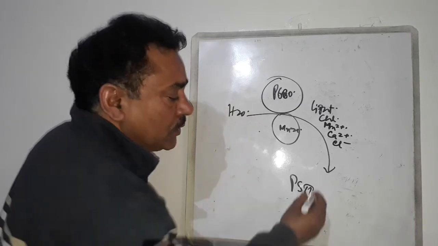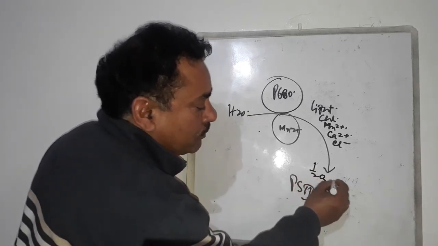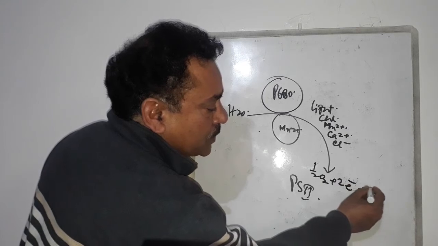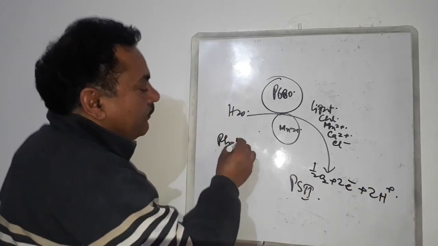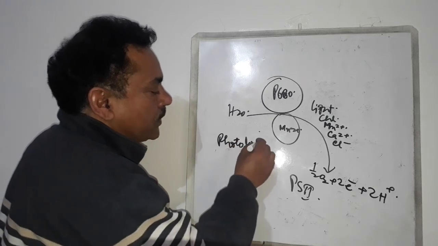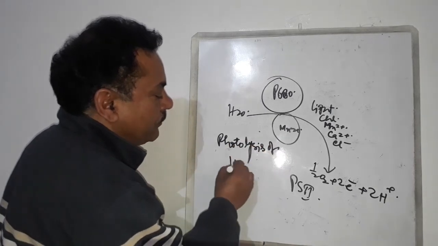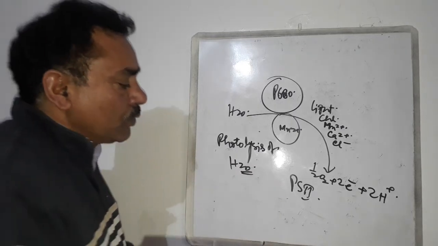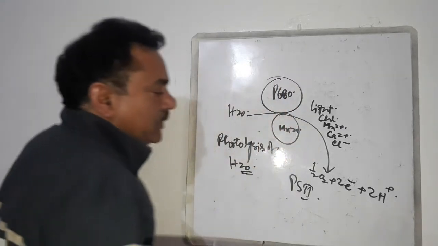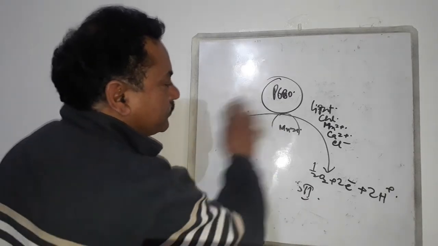It will be split into half of O2 plus 2 electrons plus 2 protons. And this reaction you call photolysis of water. Okay, the photolysis of water I will show you in some detail here.